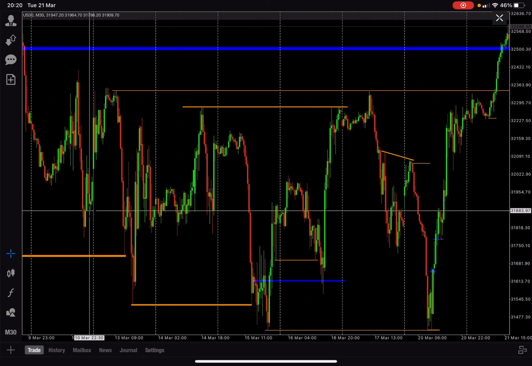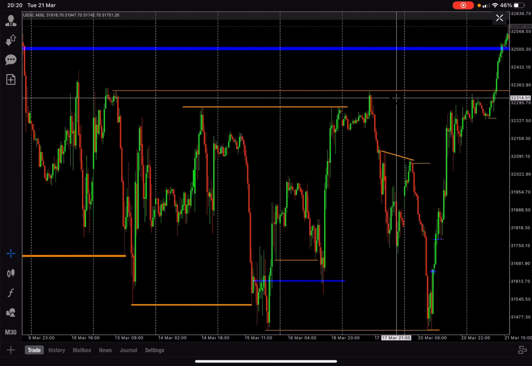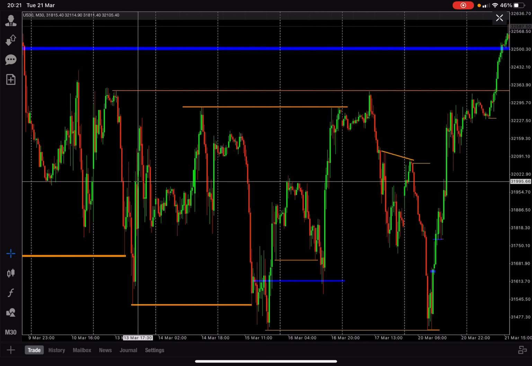We're going to go over current price action from the 13th, which is the start of 2 weeks ago, to current time. So this was last week, the start of last week.